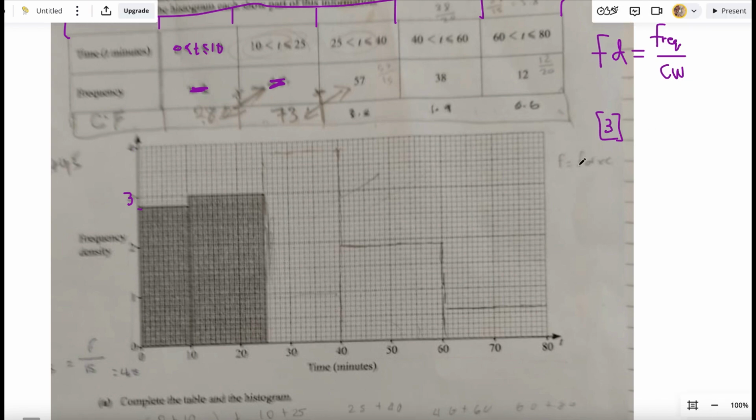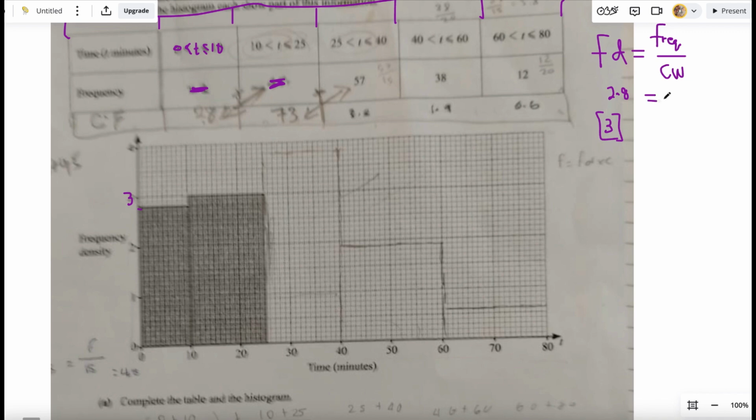Okay, now we have here 2.8. The frequency density is 2.8. How do you know the frequency density is 2.8? We read that from the graph for the first class, from 0 to 10. We don't know the frequency, so we use the value of the frequency density from the graph, because they plotted a graph of frequency density. So frequency density is 2.8.